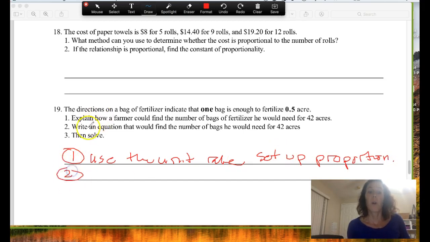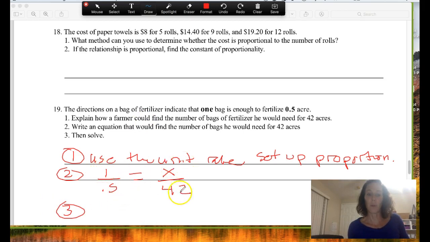Part 2, it wants us to write an equation that would find the number of bags he would need for 42 acres. So let's go ahead and set up a proportion. We know 1 bag fertilizes half an acre. So we want to know how many bags fertilize 42 acres. So I did that, and then part 3 I'm going to solve.